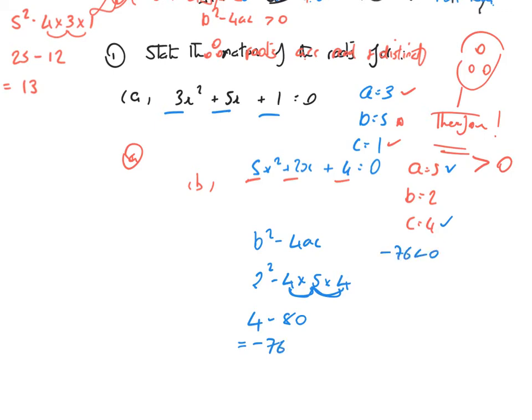Minus 76 is less than 0. b squared minus 4ac is less than 0.